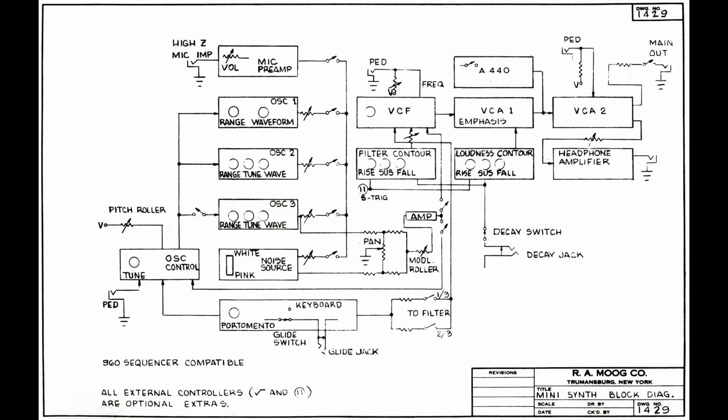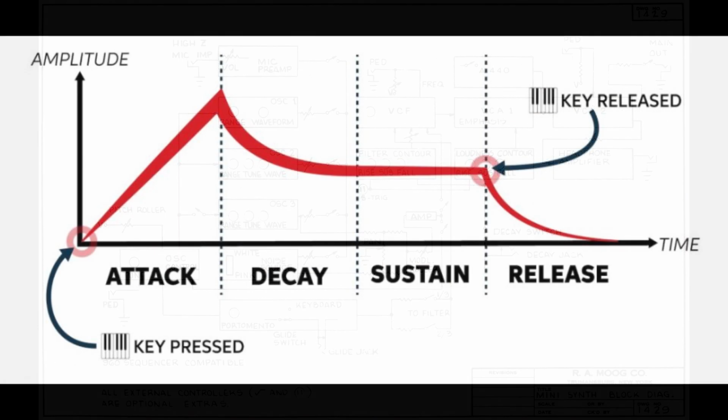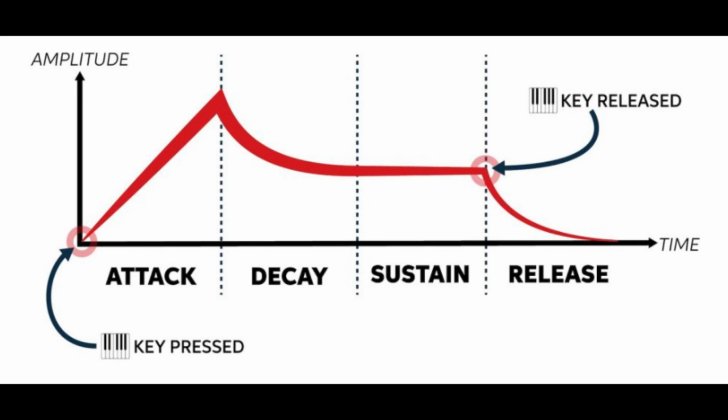Now this is basically going to be an electronically controlled volume knob. Okay, so here's kind of a concept. When you hit a key on a keyboard, you're going to have an attack, and so the amplitude is going to go up, and then it's going to die back a little bit, and as you hold the key down on the keyboard, that tone will sustain, and then when you let go of the key, it will release.